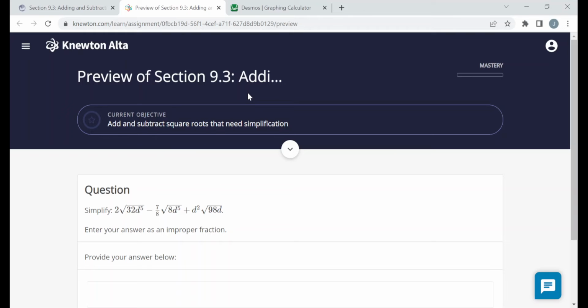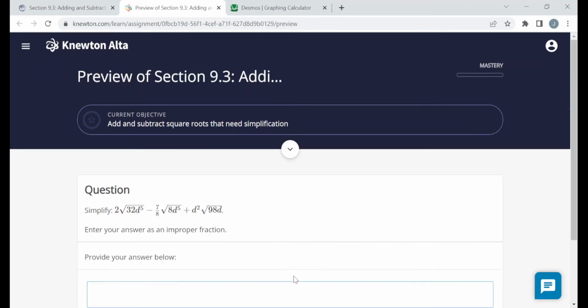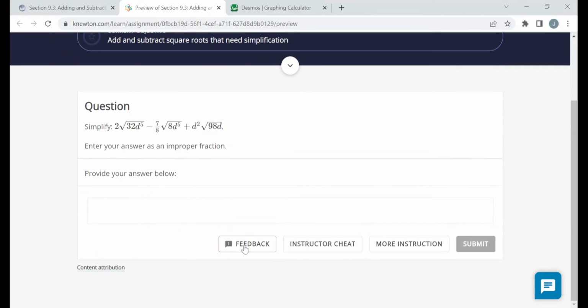Alright, now on the assignment page you should have the title, the mastery bar telling you how far along you've gotten, your objectives, and you can see that there are 2 objectives for this assignment. Under the current objective, there should be a question related to that objective, and at the bottom of every question you should see a feedback button where you can send feedback to Knewton if you wish.